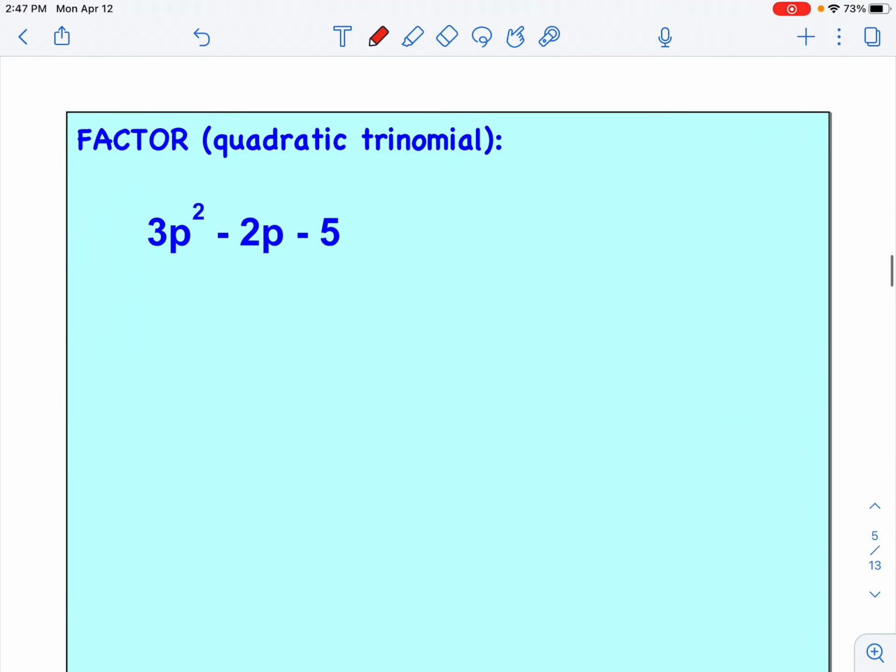So what about something like this? Notice now that your a value is not 1. And if you try to find two numbers that multiply to negative 5 that add to negative 2, you won't find them, because 1 times negative 5 or negative 1 times positive 5 are the only factors of negative 5. Well, the problem is they're not going to add up to negative 2 because of this 3 in front. So this is not really the strategy we can use here.